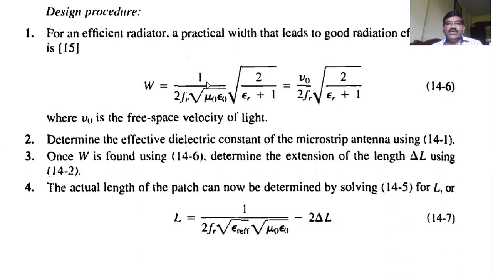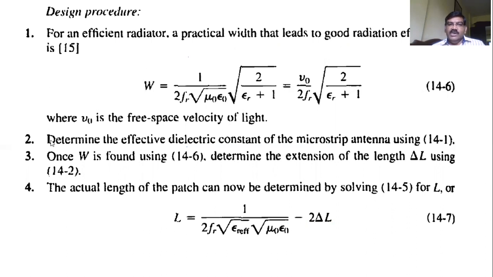That is, we know that 1 upon under root mu 0 epsilon 0 is V0, which is nothing but the free space velocity of light, that is 3 into 10 to the power 8 meter per second. You put it here, and 2 times the resonance frequency at which you would like to design an antenna, and this you can put in under root of 2 upon epsilon plus 1. So by this you will get the width of the patch of your rectangular patch antenna.